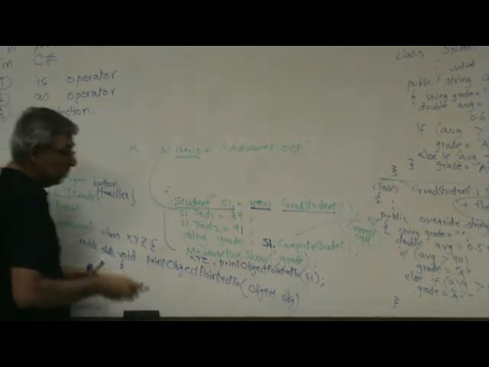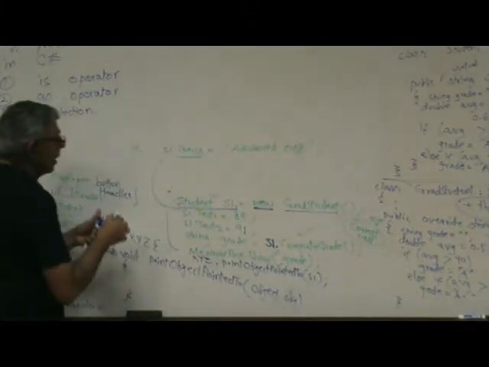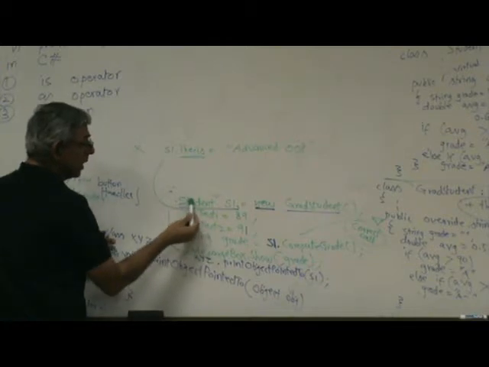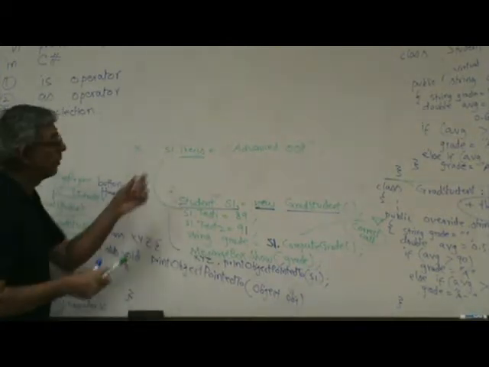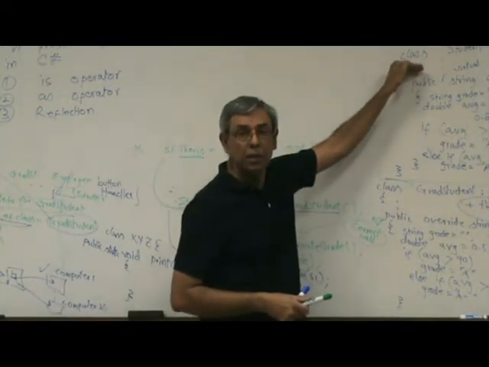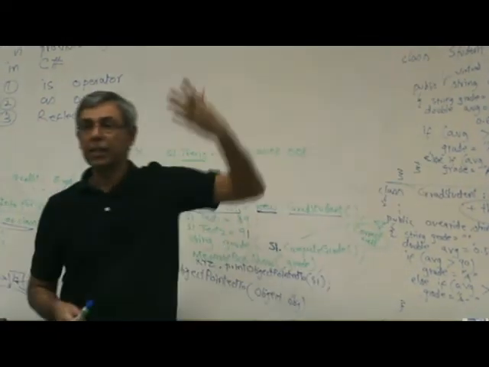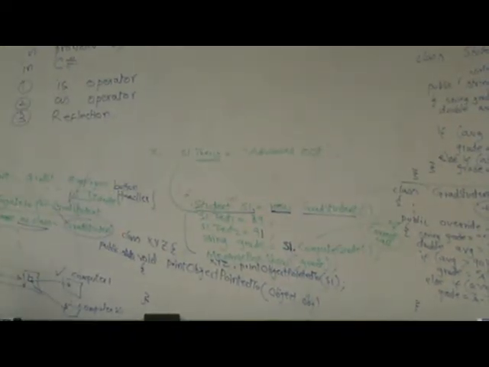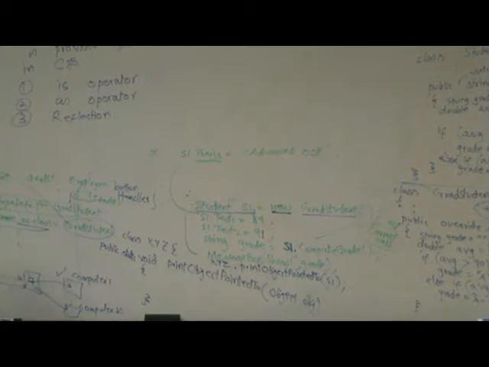So what type is S1? Student. Okay, it's student, right? Because this is what we declared, student. So the compiler next will go to the student class and check is there thesis. There is no thesis, so it will say I don't recognize thesis. Your code will not proceed to the next point.